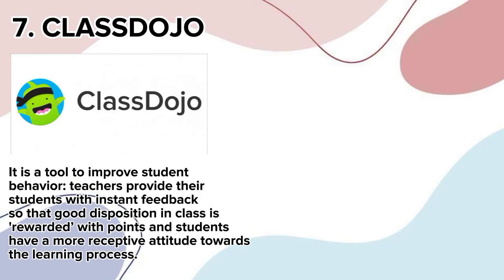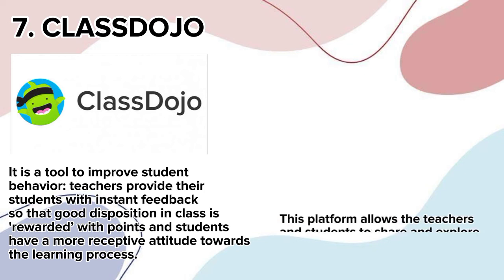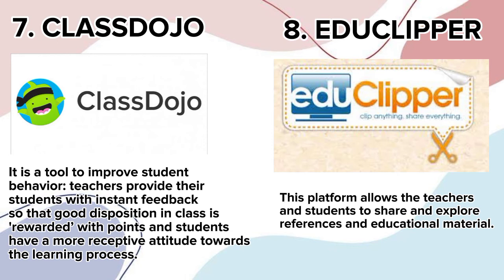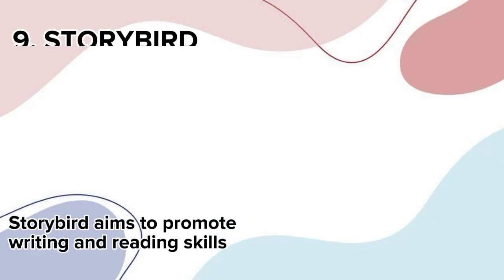7. ClassDojo. It is a tool to improve student behavior. Teachers provide their students with instant feedback so that good disposition in class is rewarded with points and students have a more receptive attitude towards the learning process. 8. EduClipper. This platform allows the teachers and students to share and explore references and educational materials. It provides the opportunity for teachers to organize a virtual class with their students and create a portfolio where all the work carried out is stored.